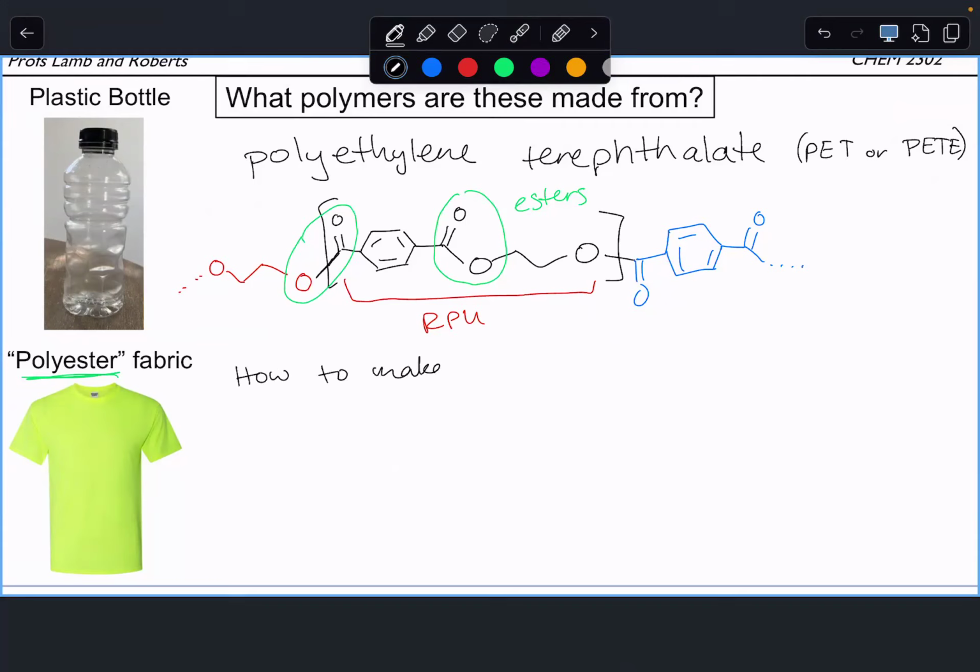So how do we make this? It uses chemistry that we learned in this class. So we use nucleophilic acyl substitution, which was all of chapter 20, right? So our carboxylic acid derivative reactions. Basically all of the carboxylic acid derivatives undergo nucleophilic acyl substitution. This also does that.